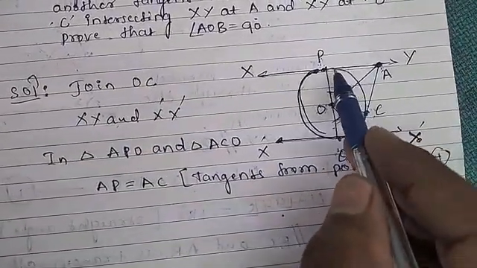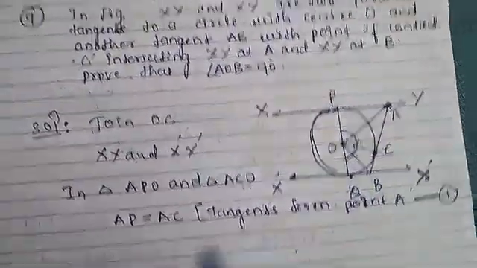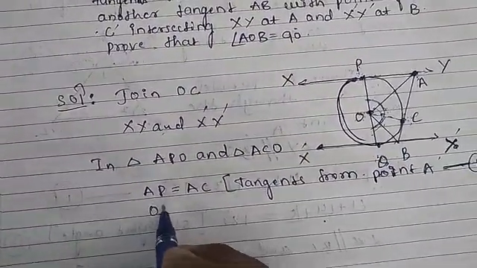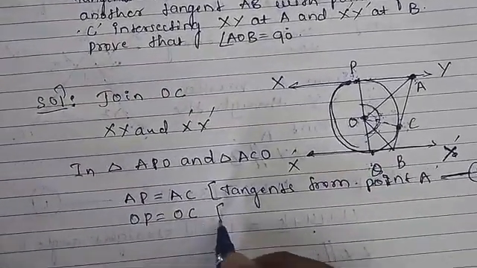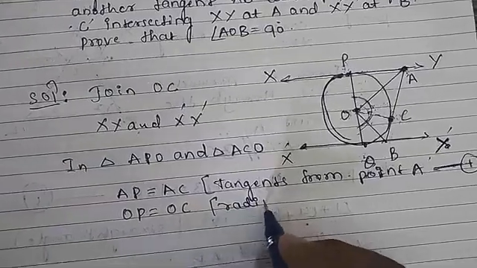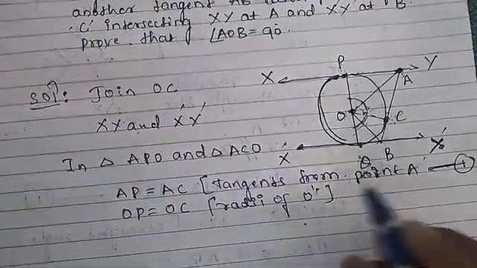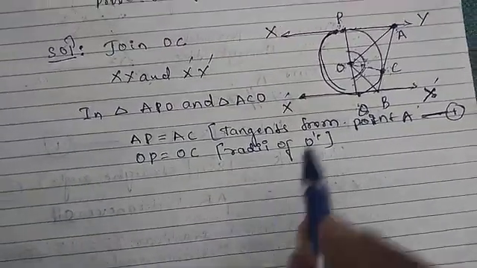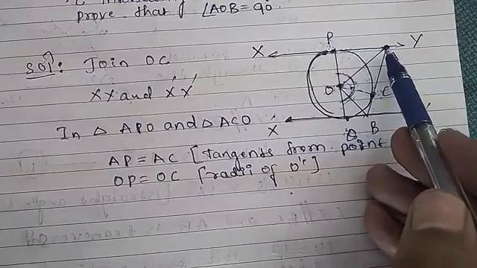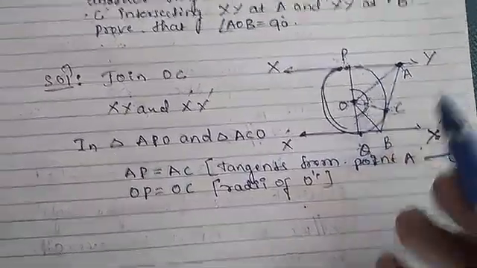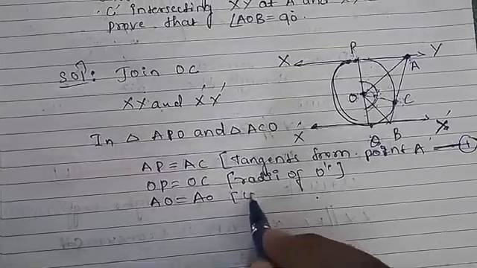In this triangle, this side is equal to this side. Next, PO is equal to OC, or OP is equal to OC. Why? Yes, radii of circle. Then one more element. AO is equal to what? AO, because AO is common to both triangles. AO is equal to AO. Why? Common side.